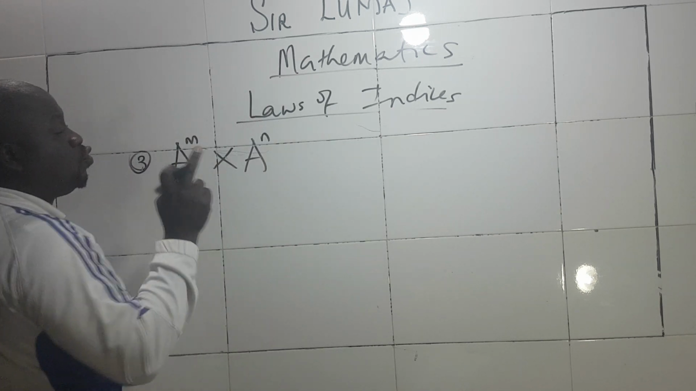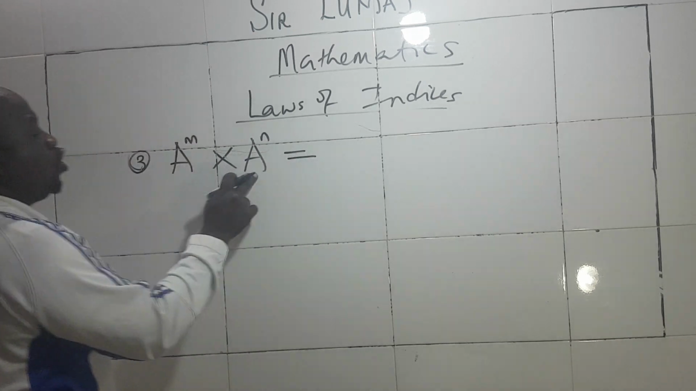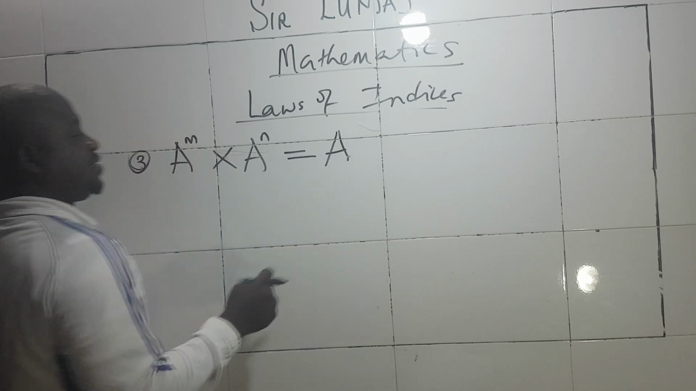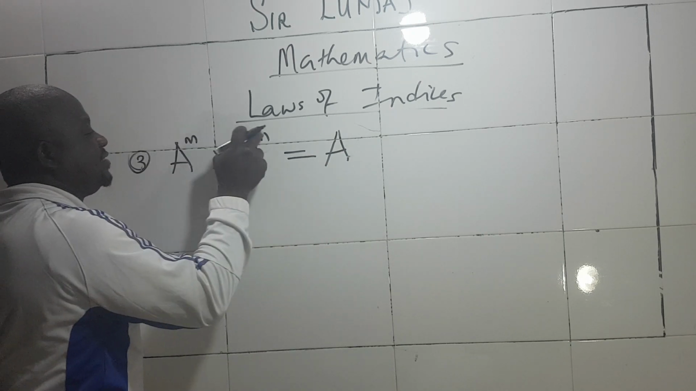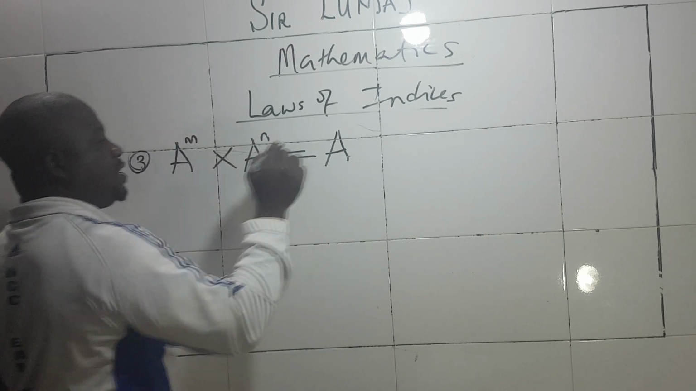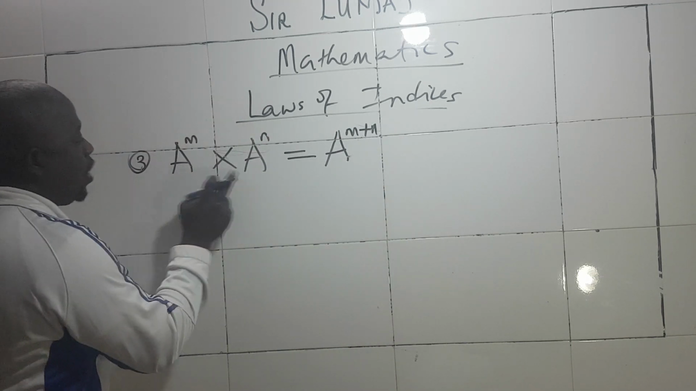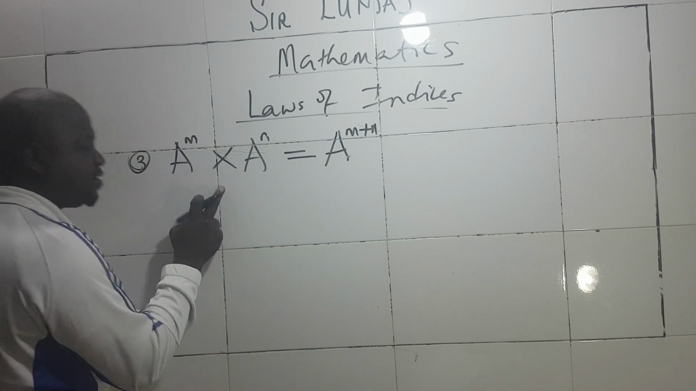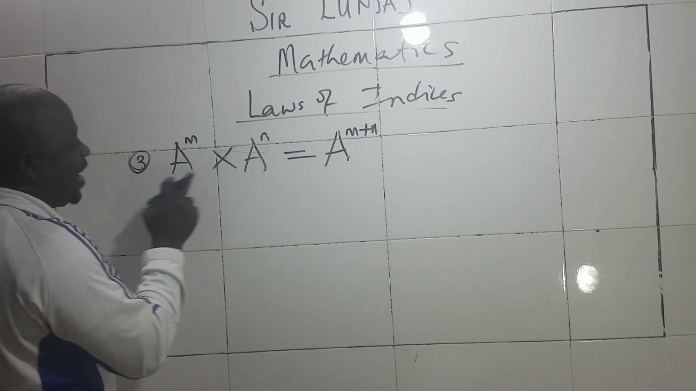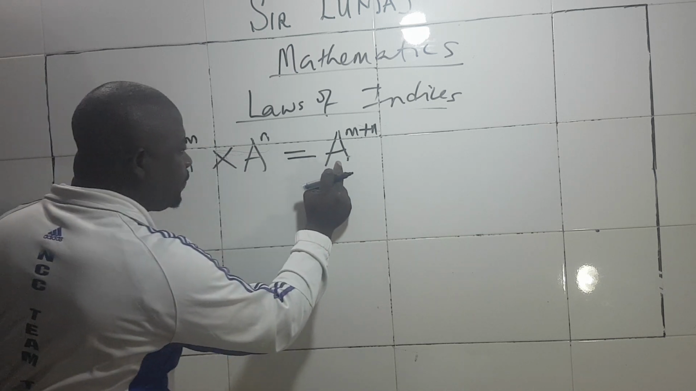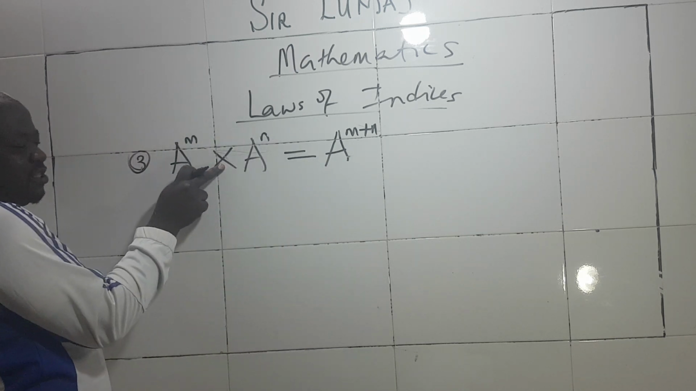For us to solve this, the rule says that what? Take one of the bases, then add the powers. That is m plus n. When you have a condition like this that you want to solve, once they have similar bases, what you just do there is that pick one of it, then add the power if you are multiplying them.